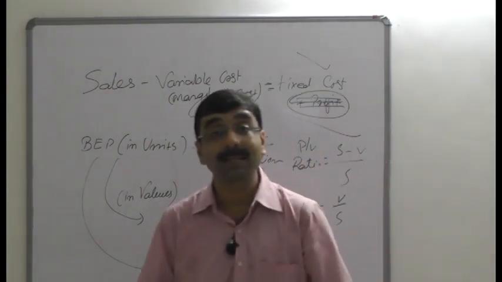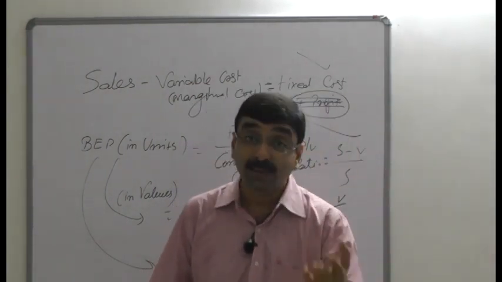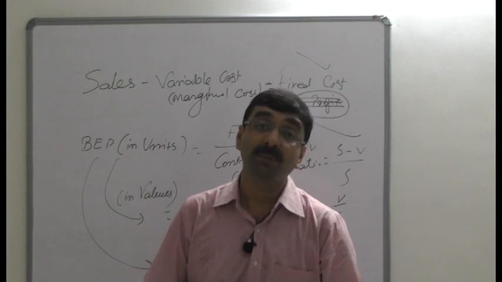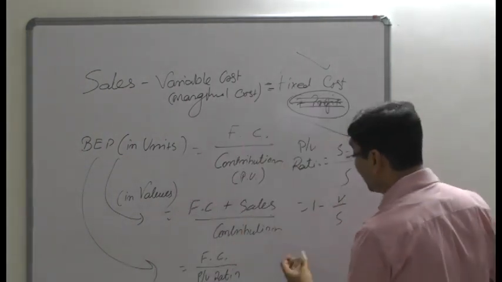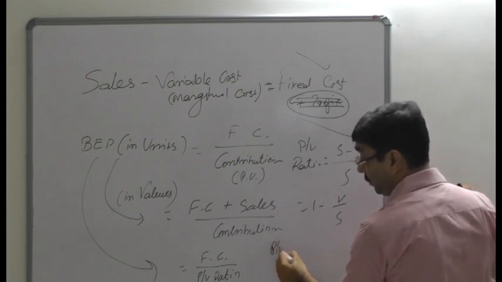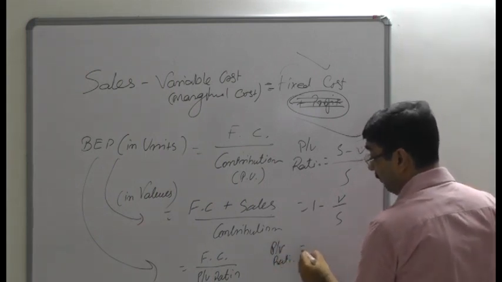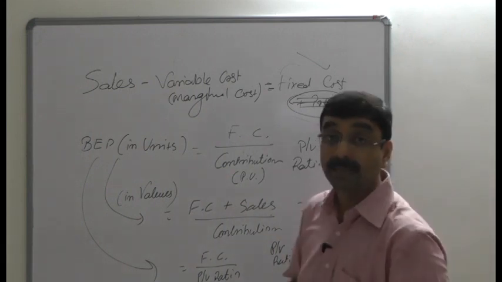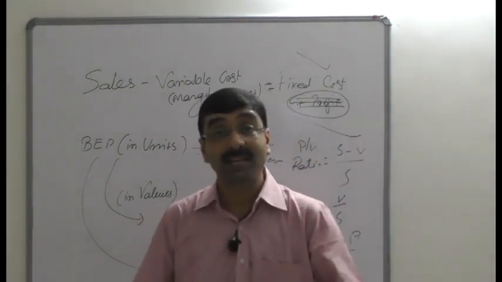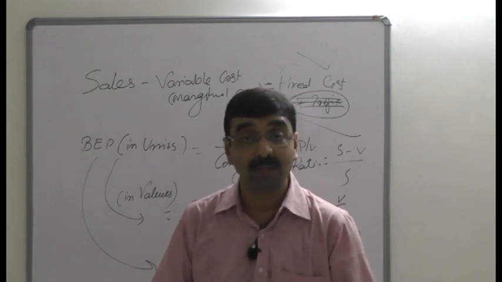The variable cost, and S is sales. Another formula is also there, that is PV ratio is equal to fixed cost plus profit divided by sales. That is another formula which can also be used to find out the PV ratio.